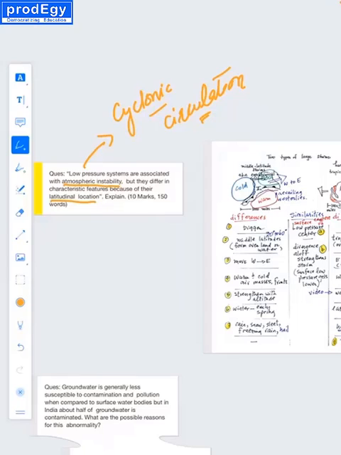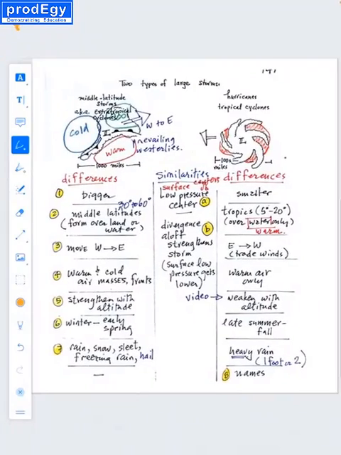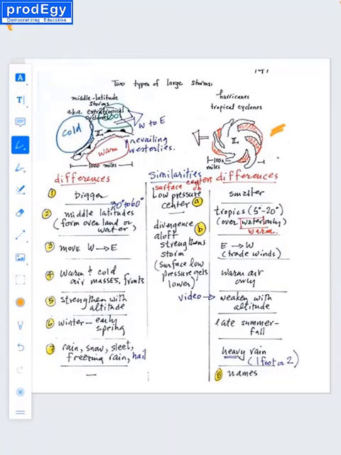So the question says, cyclonic circulations create turbulent climate, but the characteristics of this turbulent climate depend upon latitude. And the question, in simple words, is asking you to explain the difference between tropical cyclones and temperate cyclones. Tropical cyclones occur in tropical regions from 5 degree to 20 degree or 5 degree to 30 degree latitudes.